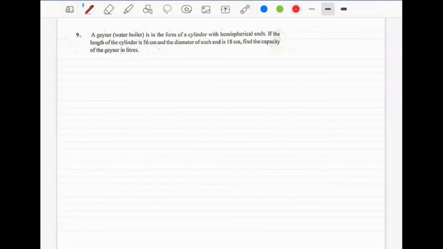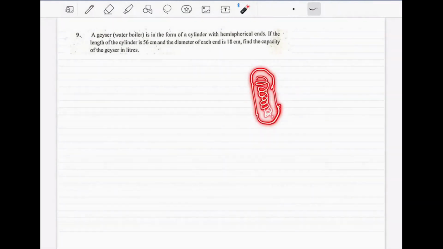So this next question, question number 9, is asked very frequently in your board exams. It's typically a 4-mark question. Okay. So it says here, a geyser, water boiler. You know a geyser, right? What's in the bathroom? It looks like this. There will be a coil inside. When the electricity is turned on, water will flow through it, and the water will get heated, and you get hot water in the morning for bathing.